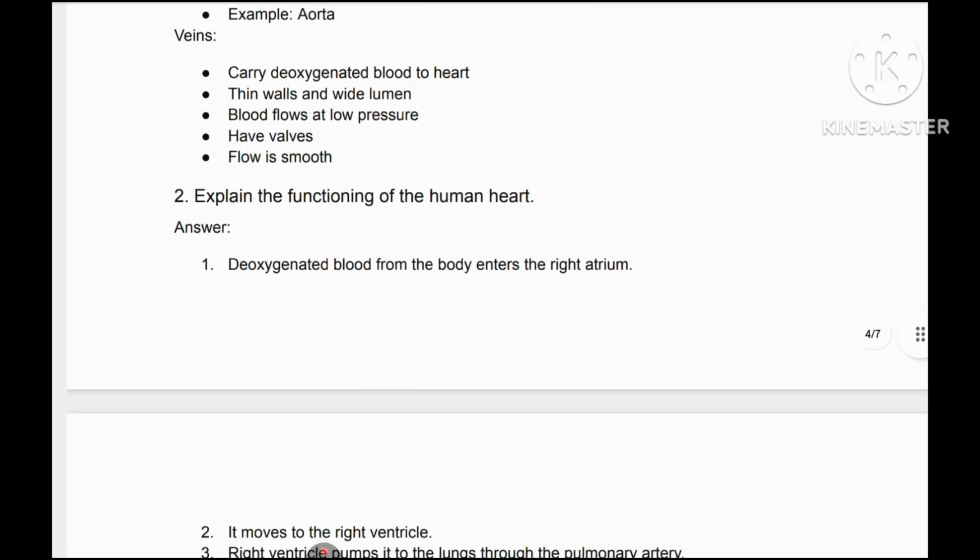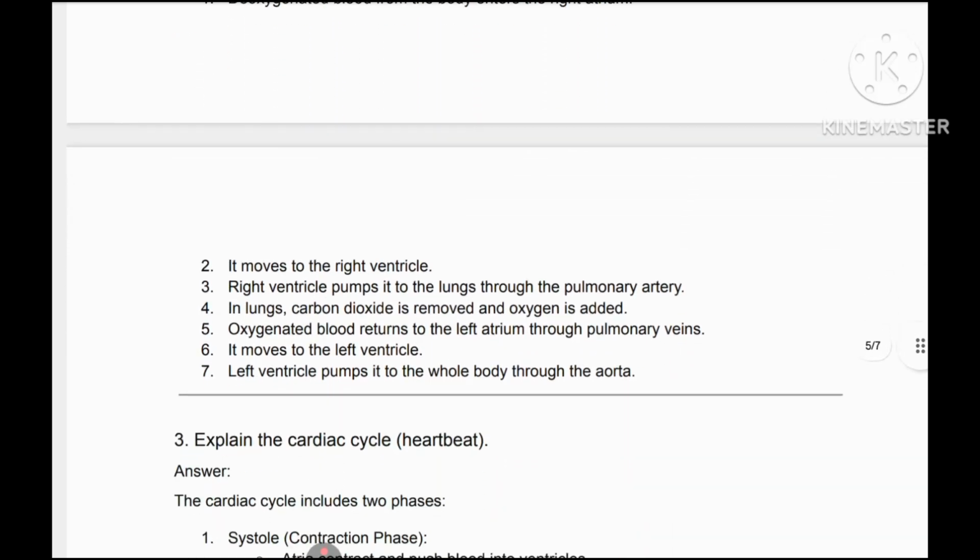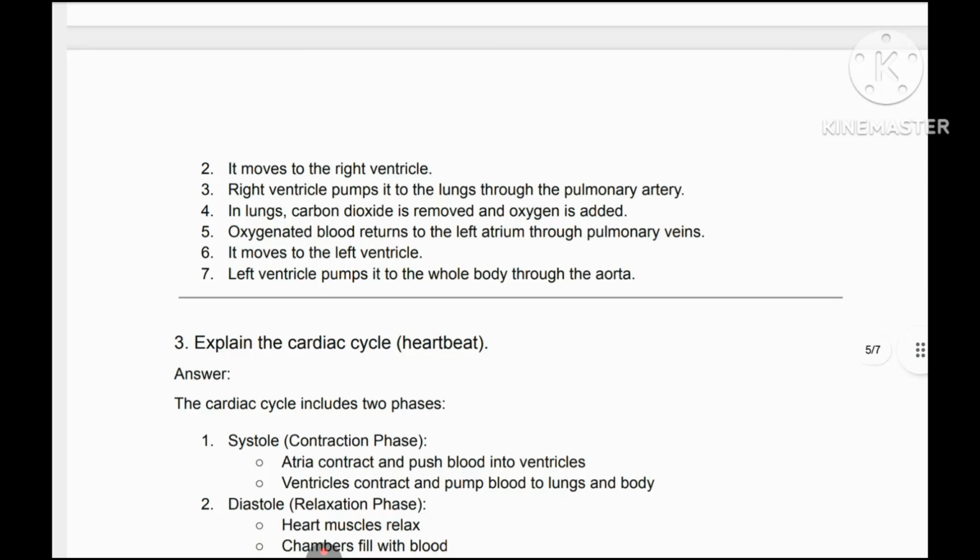Explain the functioning of the human heart. Deoxygenated blood from the body enters the right atrium. It moves to the right ventricle. Right ventricle pumps it to the lungs through the pulmonary artery. In lungs, carbon dioxide is removed and oxygen is added. Oxygenated blood returns to the left atrium through pulmonary veins. It moves to the left ventricle. Left ventricle pumps it to the whole body through the aorta.